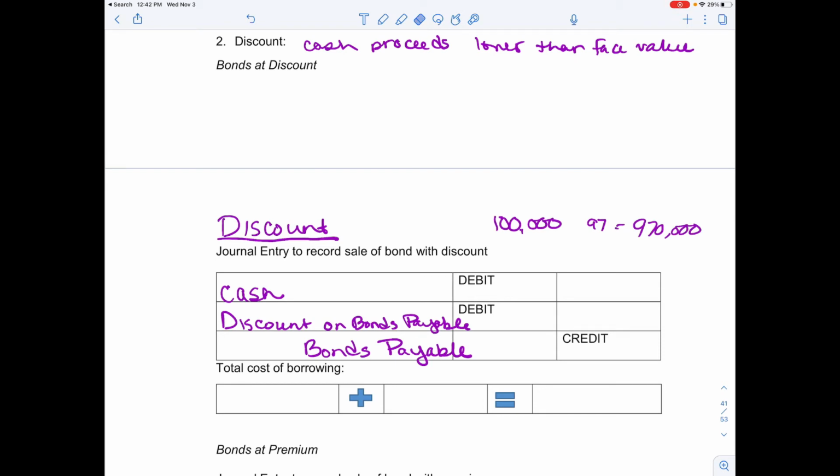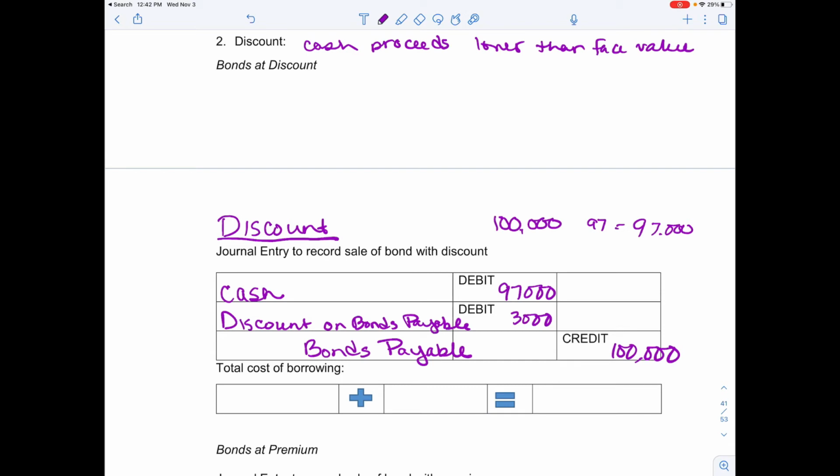Oops, too many zeros. Let me do that again. So my bonds payable is still 100,000. The cash I'm getting is 997. That means I'm going to have a discount of $3,000 on that bond. And then we can go ahead and make sure we understand the cost of borrowing.